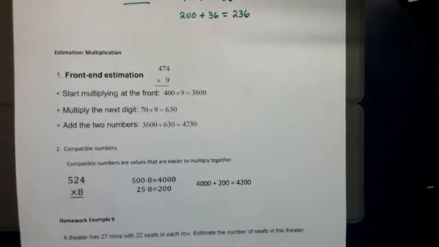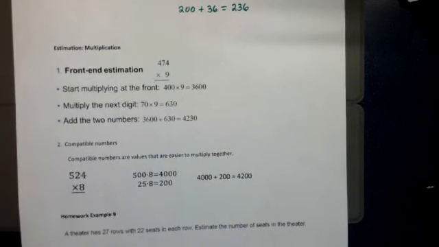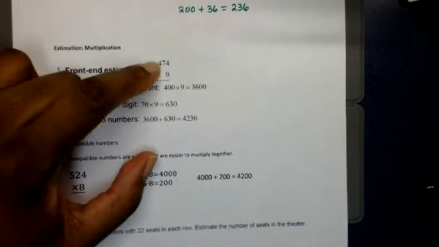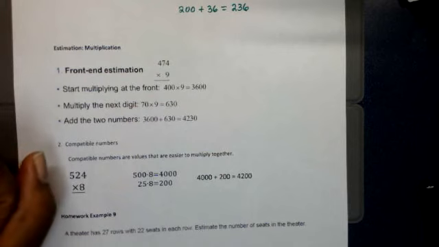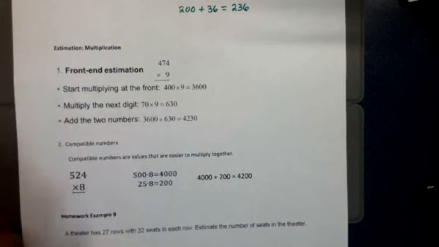Now let's move on to estimation with multiplication. Here we can use front-end estimation by taking 474 times 9, and we can start multiplying at the front. That 4 is in the hundreds place, that's 400 times 9, that would be 3,600. Then multiply the next digit, which is the 7, that's in the tens place, that's 70. 70 times 9, 630. And then we can add the two numbers together. 3,600 plus 630 would be approximately 4,230. So 474 times 9 would be approximately 4,230.